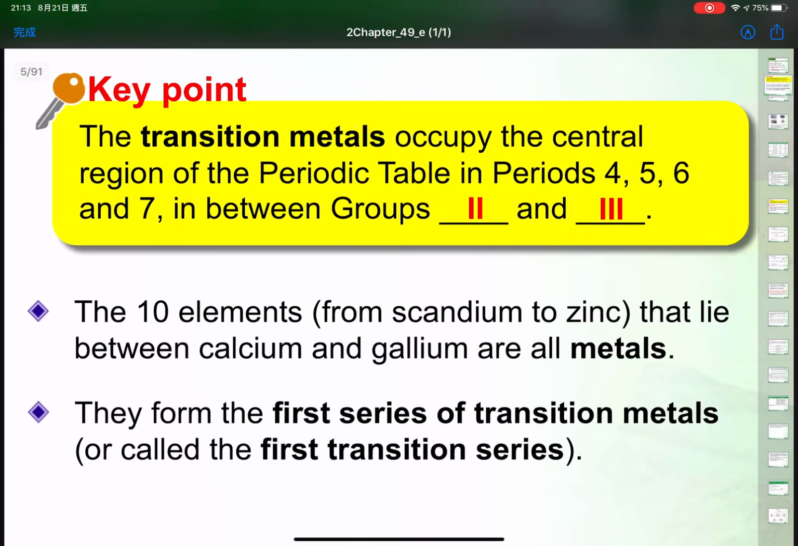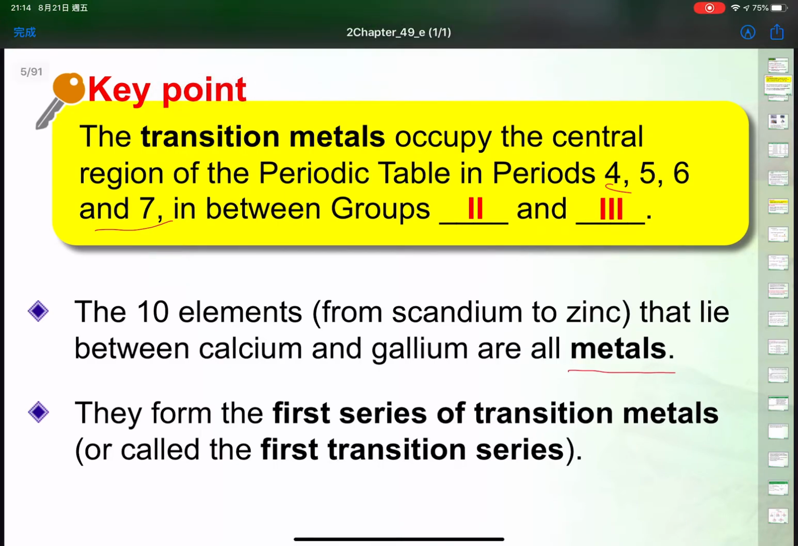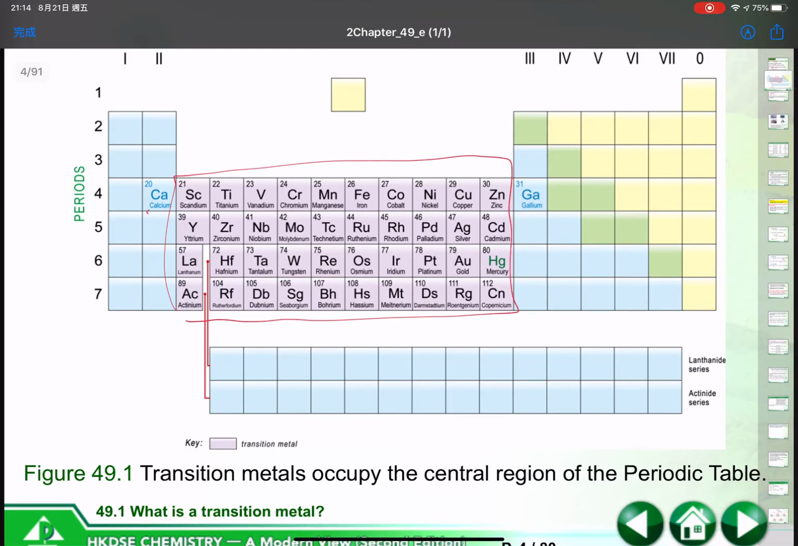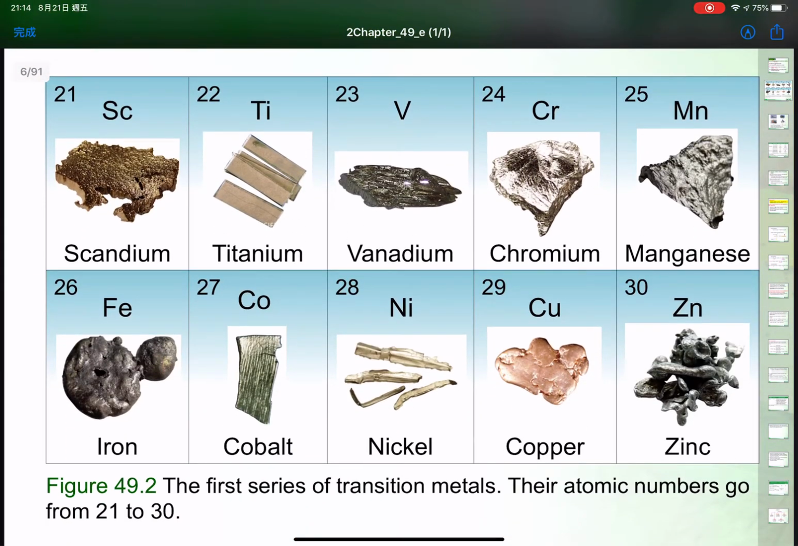The transition metals occupy period 4 to period 7, between group 2 and group 3. The 10 elements from scandium to zinc that lie between calcium and gallium are all metals, we know, right? They form the first series of transition metals. So these parts are all metals. Now these are the properties: you can see they are shiny in appearance, so that's why they are metals.